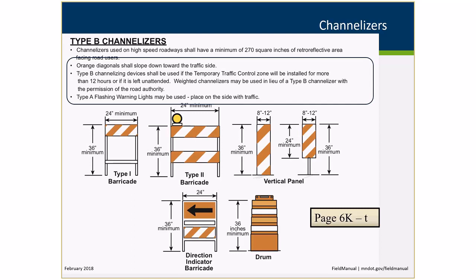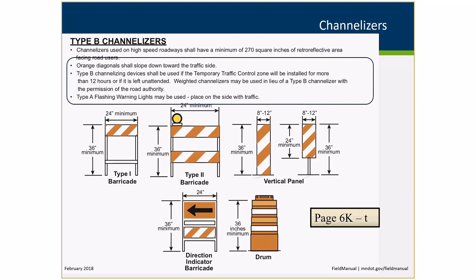Weighted channelizers can be used in lieu of a Type B channelizer with the permission of the road authority. Generally, if it's going to be unattended, it should be a Type B channelizing device. These are the types of Type B channelizing devices that you see on the page right now. But cones are Type A channelizing devices, and weighted channelizers are as well.